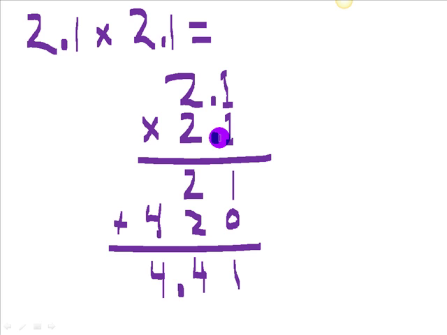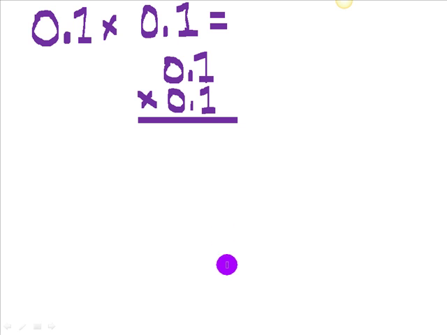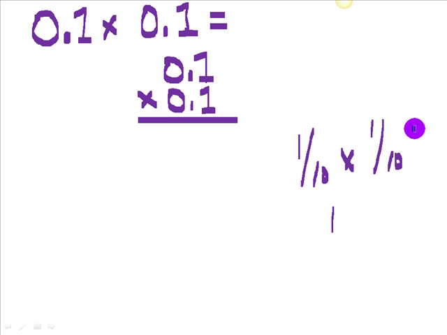2.2 times 2.2 is 4.41. We'll take a look at another example. Here I have no whole number to the left of the decimal, but I have 0.1 times 0.1. Well, intuitively, maybe dealing with fractions, you already know this is 1/10 and this is 1/10. So 1/10 times 1/10, you just multiply. 1 times 1 is 1, and 10 times 10 is 100.